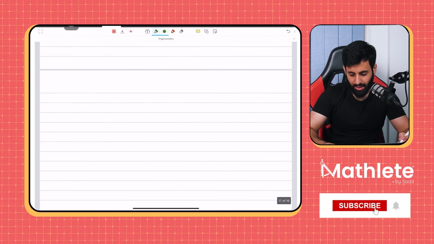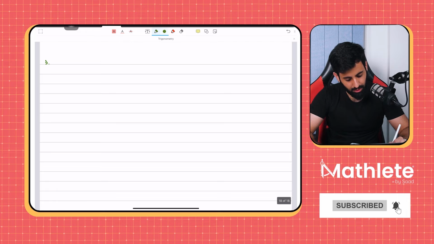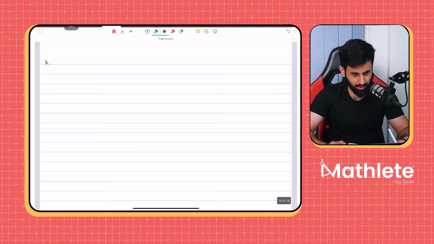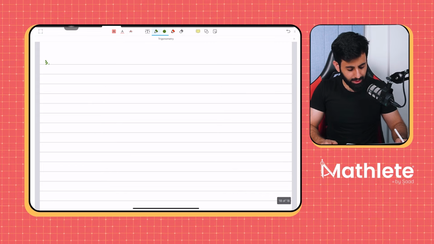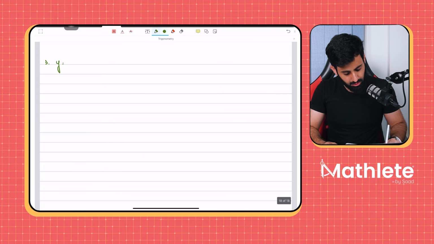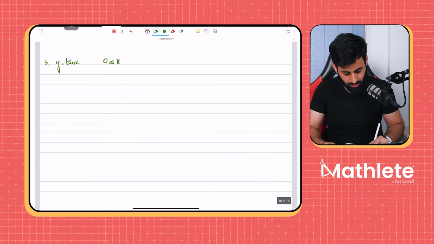Okay, now let's do tan. y is equal to tan x. Now tan x is slightly tricky. The graph of tan x is slightly tricky, but with practice you'll get the hang of it.